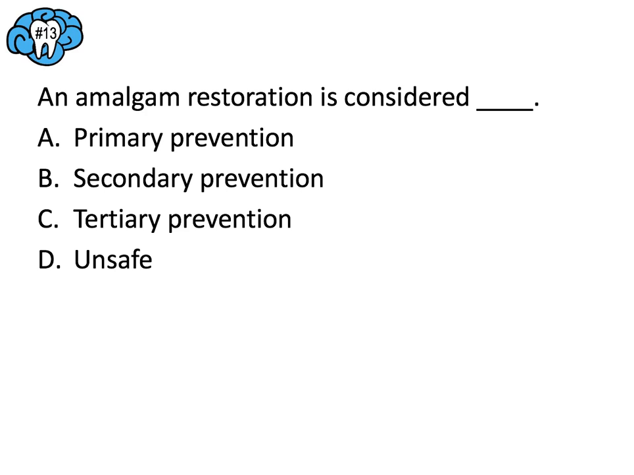Primary prevention prevents disease before it occurs. That's like sealants, water fluoridation. Secondary prevention eliminates or reduces disease after it's occurred. Restorations are a good example. Tertiary prevention rehabilitates a patient after the disease process has already taken place. So this is like crowns, bridges, dentures, implants, things like that. So an amalgam restoration, composite restoration would fit in the secondary prevention category. So the answer is B.